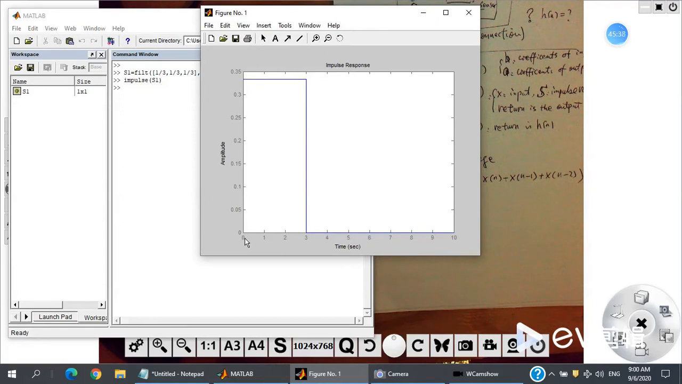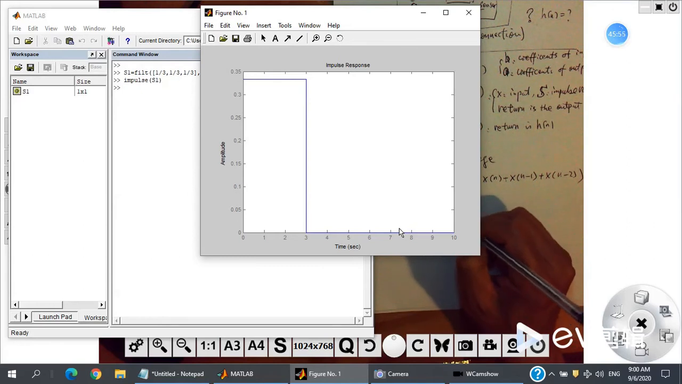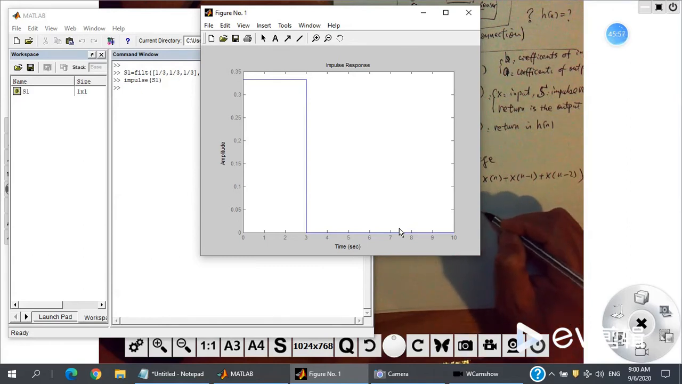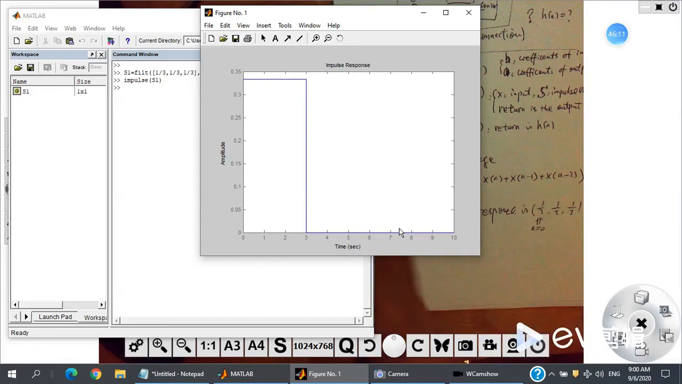The value will be from 0 up to, this will be 1/3 actually. 1/3, 1/3, 1/3, three values, then all the rest are zeros. So actually it is this one. This is the impulse response: 1/3, 1/3, 1/3. It is this one. Can I give a graph with just each point, not just like this?